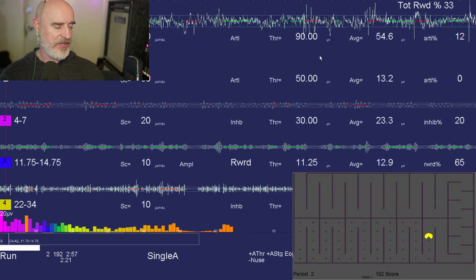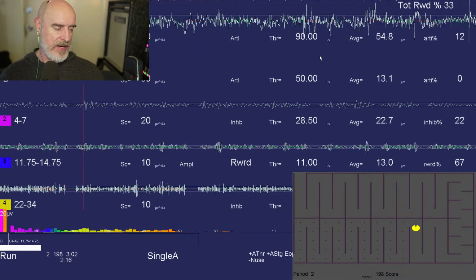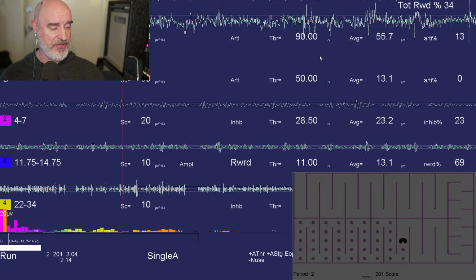Radar Ashwood has a question. What does beta above 15 hertz do at CZ? Nothing good is the short answer at CZ generally.